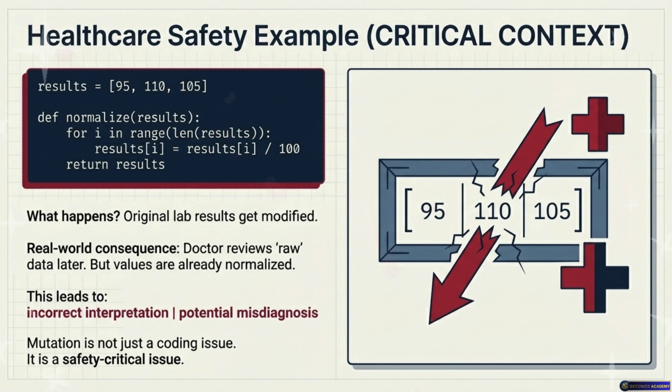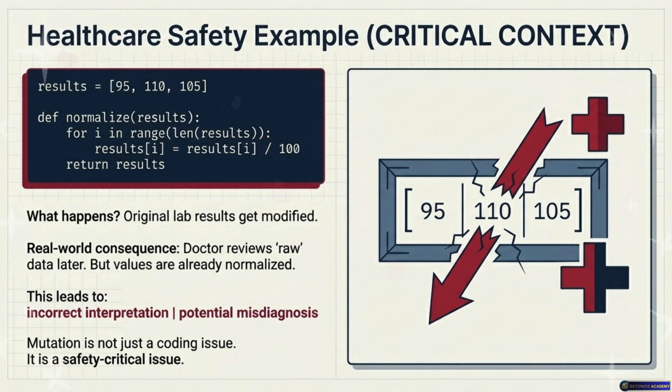Okay, let's do it. Say you are building a medical AI. You have an array of raw lab results from a patient. Let's say it's blood pressure readings. Okay, you got 95, 110, and 105. So the model requires normalized data to process it. By normalized, we mean scaling the numbers down so the neural network can handle them easier. Right. So you write a normalization function that loops through those results and divides them by 100 in place. So the array becomes 0.95, 1.10, and 1.05. The model trains successfully, but the raw data in the system's memory has been permanently altered.